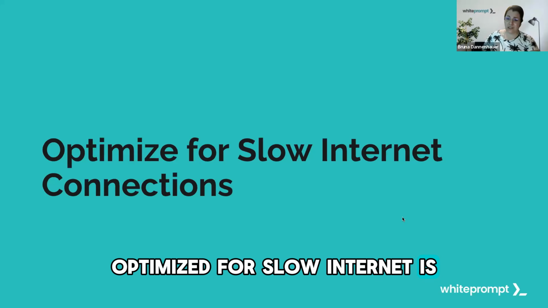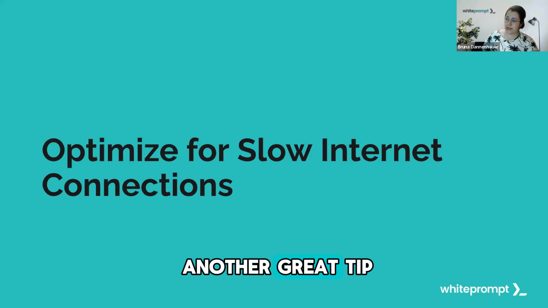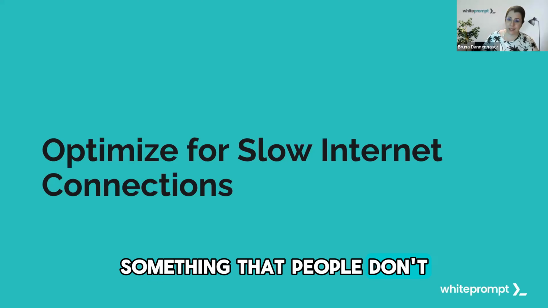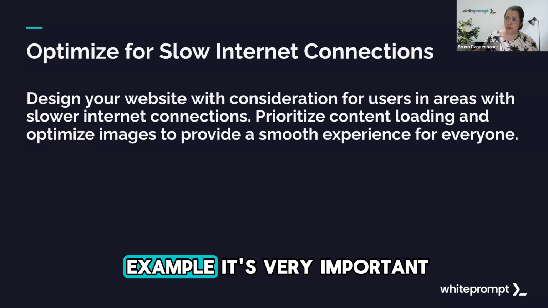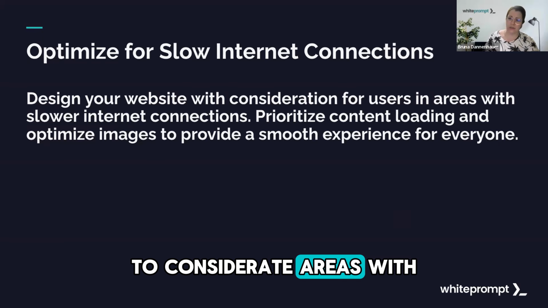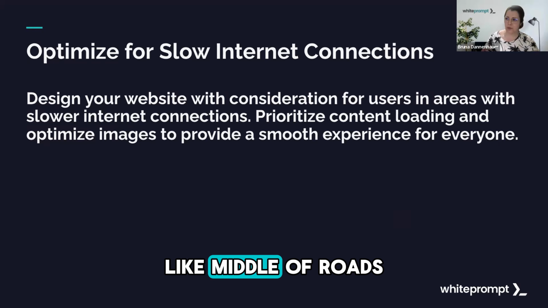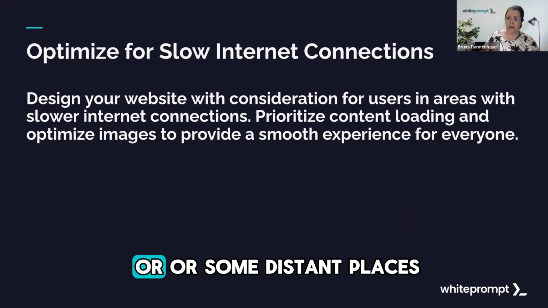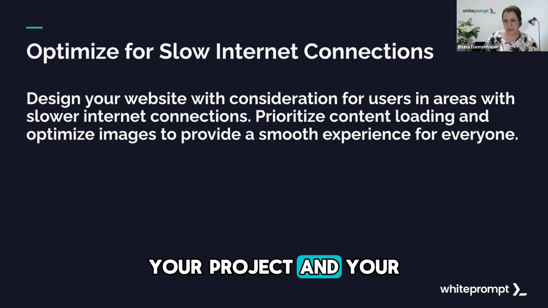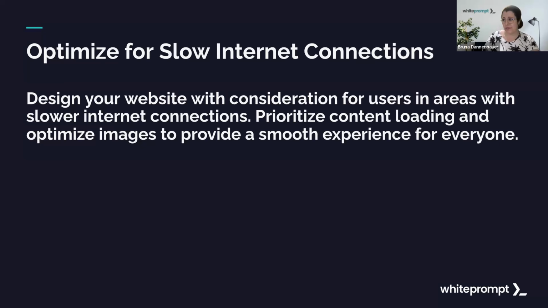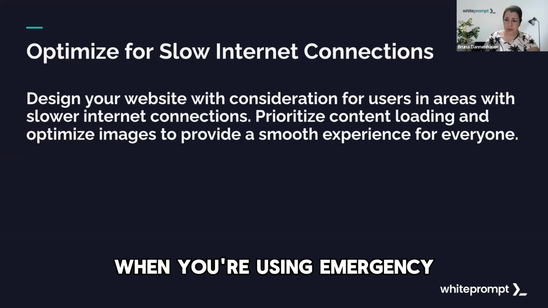Optimize for slow internet connections is another great tip, because often this is something that people don't think about. But it's very important to consider areas with slower connections, like the middle of roads or some distant places, because then you can reach more people to use your project and your design. That's especially important when you're using emergency services.